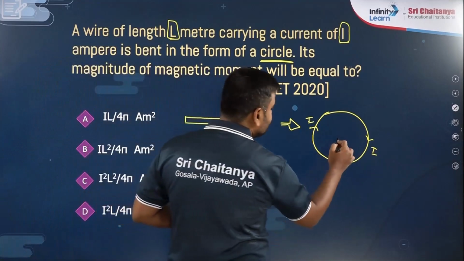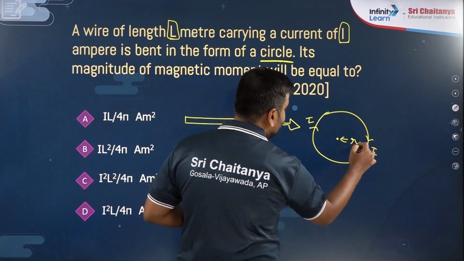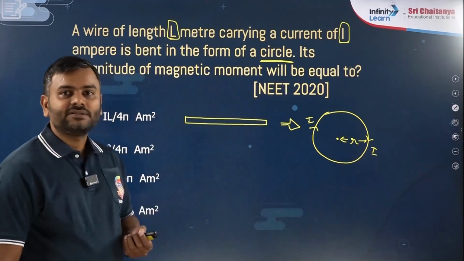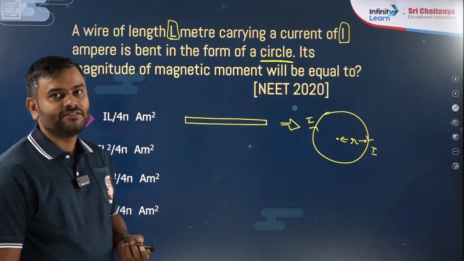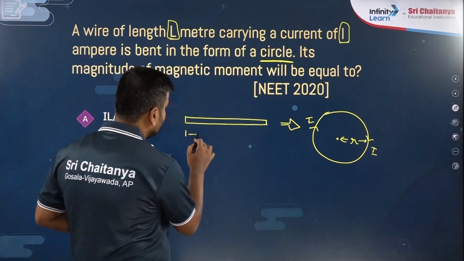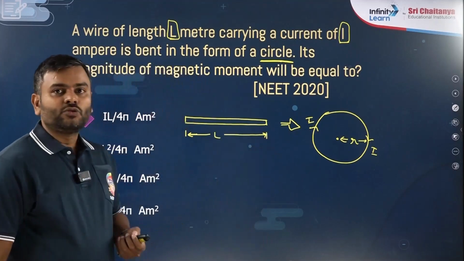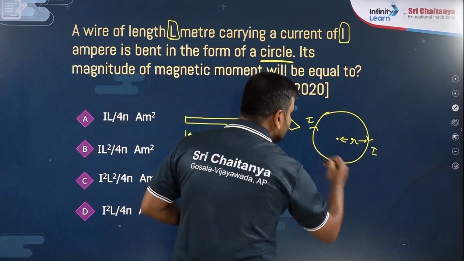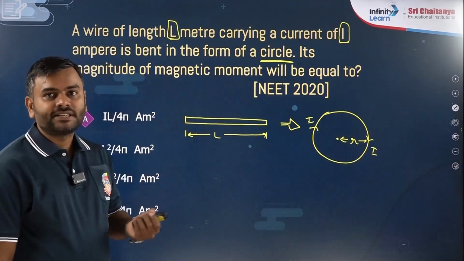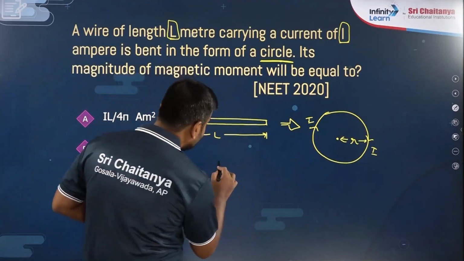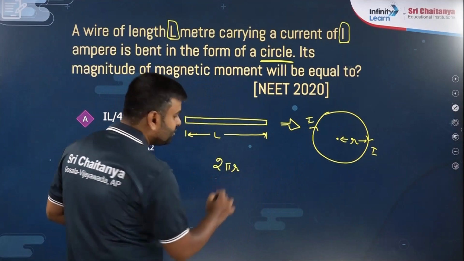Since it is a circular coil, this circular coil will also have a radius, which we have to calculate. Let's say that radius is small r, and the length of this straight wire was given as L. We know that the total length of this circular coil will be its circumference, so we can simply equate it to the circumference of this coil, which is 2 pi r.